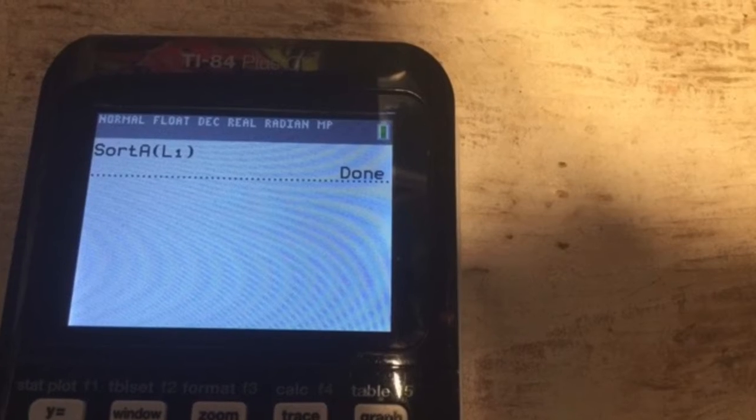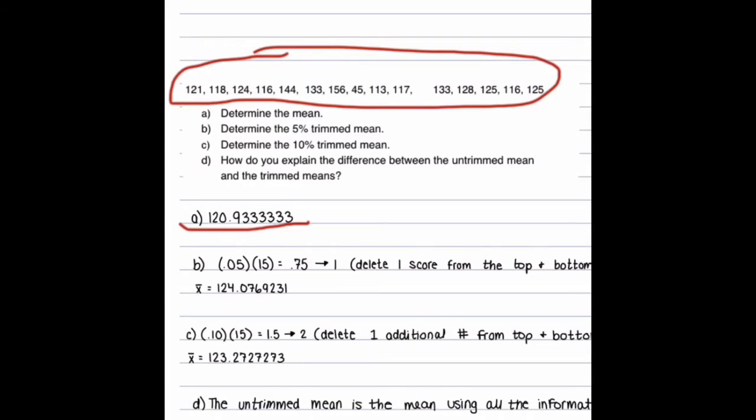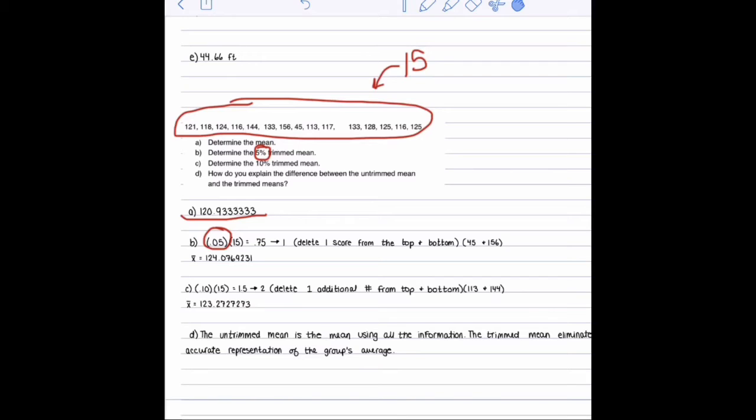Now, after I found the regular mean, I just sorted all of the numbers so that they would be in order for when I did the trim means. Now I had to find the 5% trim mean, so I multiplied 0.05 by 15 because there were 15 numbers in the list, and then once I multiplied them I got 0.75 and rounded that up to 1. So I got rid of one number from the top and one from the bottom of the list, which were 45 and 156. So I got rid of those, and then I just found the mean the same way that I did before, but with this new list of numbers.